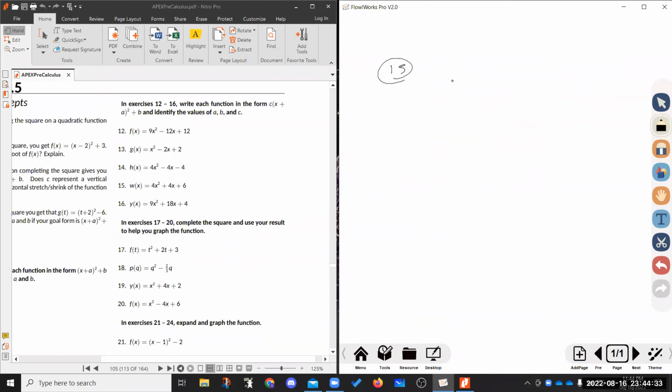Number 15. 4x squared plus 4x plus 6. 4 times x squared plus x plus 6. Half of my middle number squared is going to be 1/4. I added 1, so I'm going to subtract 1. 4 times x plus 1/2 squared plus 5, and my vertex is at -1/2, 5.